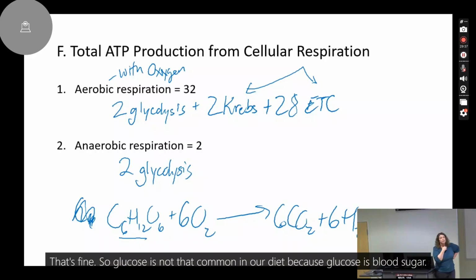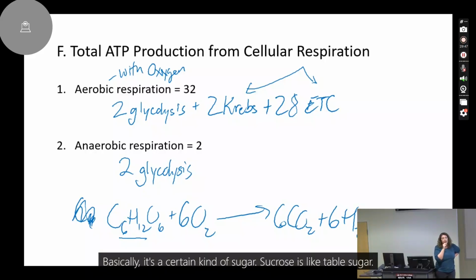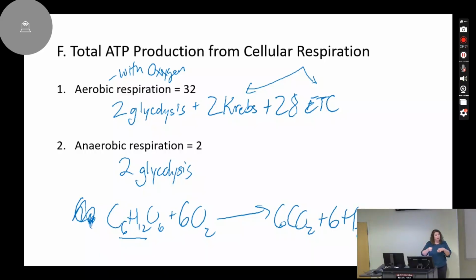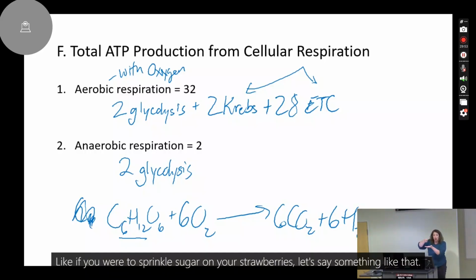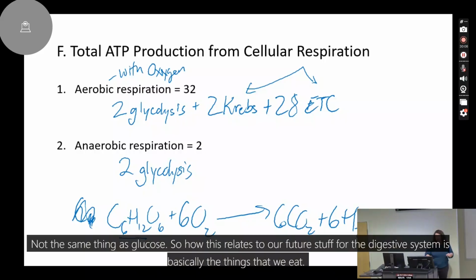That's fine. So glucose is not that common in our diet because glucose is blood sugar, basically. It's a certain kind of sugar. Sucrose is like table sugar. If you were to sprinkle sugar on your strawberries, let's say, or the things that are being used to make my favorite Reese's peanut butter cups, that's sucrose. Not the same thing as glucose.